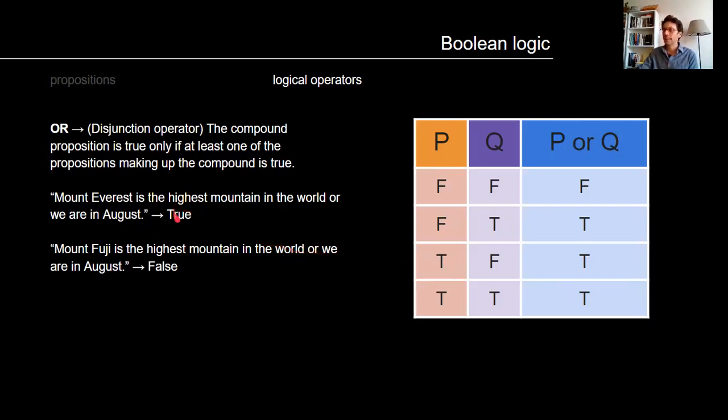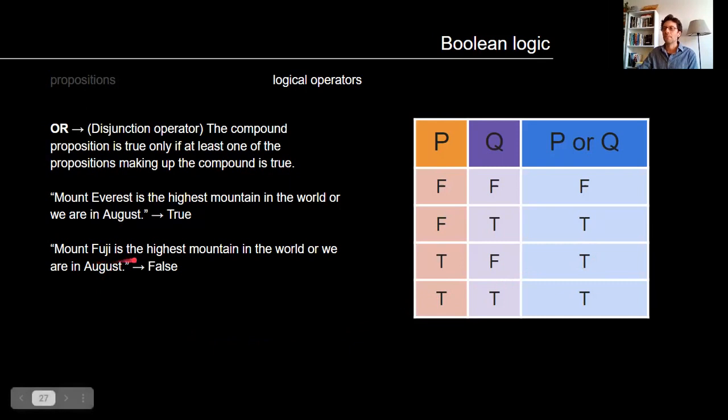Here, for this example, the first example on the left-hand side, we have true for P: Mount Everest is the highest mountain in the world is true. And we have false for Q: we are in August is false. But even then, P or Q is true. Again, this truth table is given to us. We know that this is the truth table for the OR operator, okay? We look at the truth table and find out how P or Q comes out.